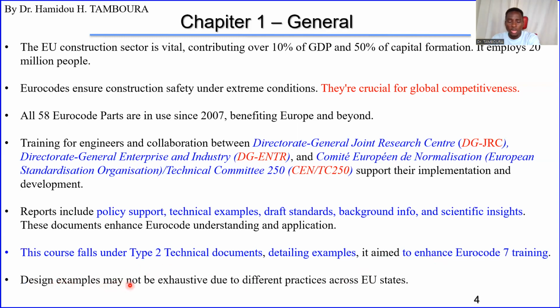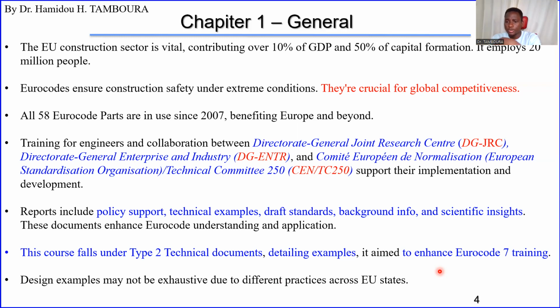So design example, we will discuss many design examples in this program, but they are not exhaustive. Because in practice, there are different practice methods across European country. So in this program, I will try to include many practice in many European countries, mainly UK, France, maybe Belgium. I think at least 5 countries.